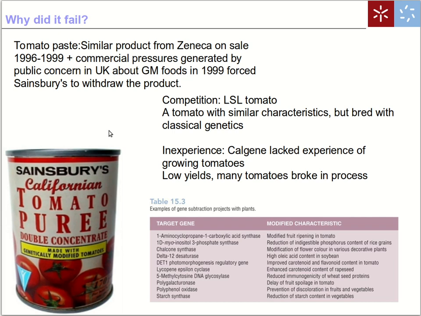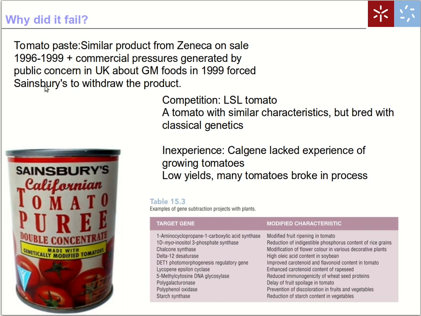Although this, from a biological and biotechnological perspective, worked, as a commercial product, the Flavor Savr tomato failed. And it failed for two reasons, mainly. This was commercialized around 1996 in the UK, but EU law made it mandatory to add a label to the tomato can, made with genetically modified tomatoes. And that wasn't very appealing to the consumers.